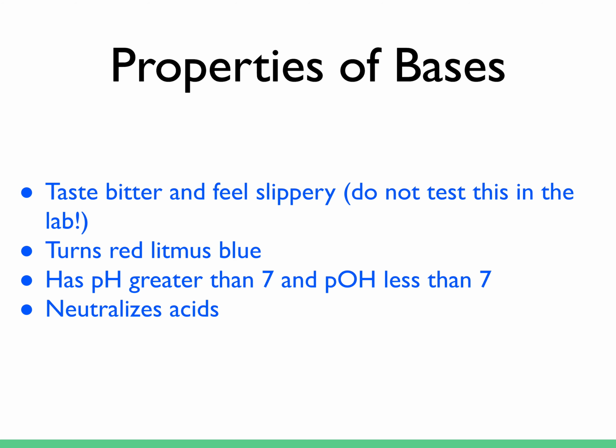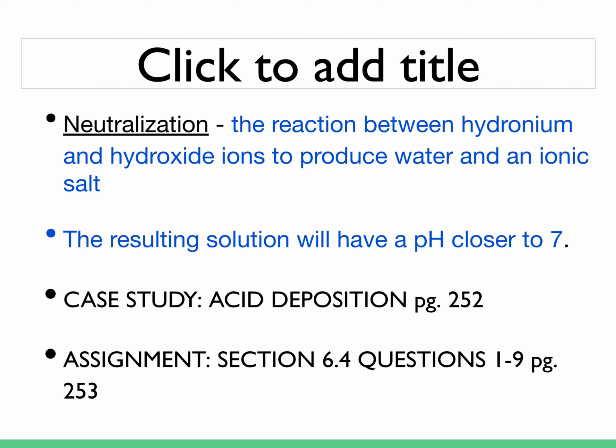What do we mean in terms of neutralization? Well, in Chemistry 20, we define neutralization as a reaction between hydronium and hydroxide ions to produce water and an ionic salt. That definition will change a little bit next year in grade 12, but for now we can stick with that. It's the reaction between hydronium and hydroxide. And this is going to result in a solution that has a pH closer to 7. It depends where that ends up, what types of acids and bases you add together.